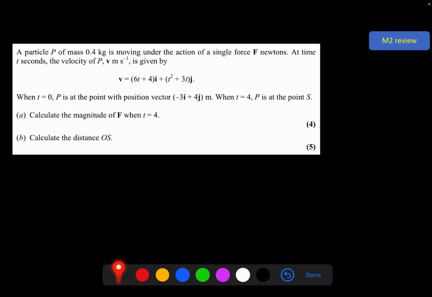Hello and welcome to the fifth and final video of the M2 chapter, Variable Acceleration. Vectors-based exam question on the screen. If you've got time, pause the video, give this a go.